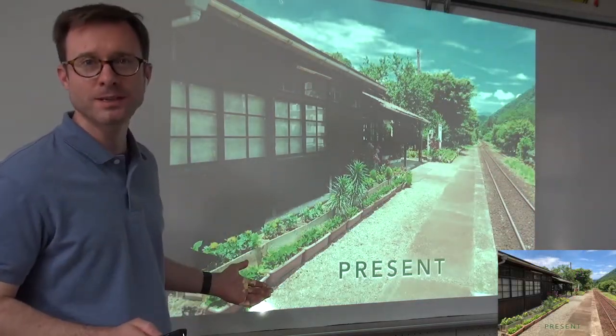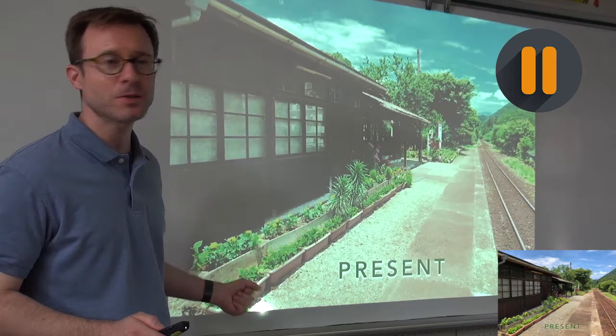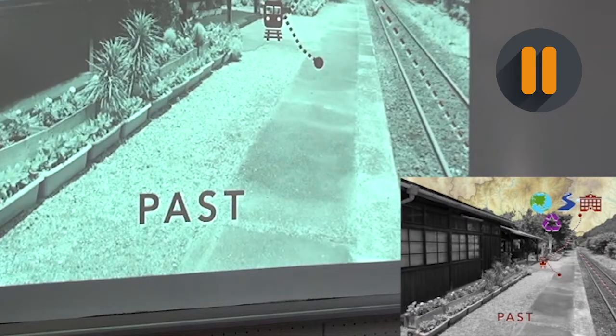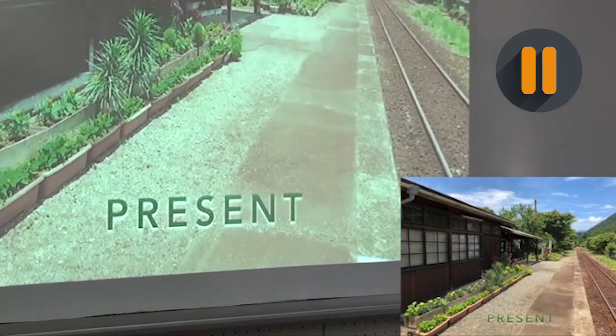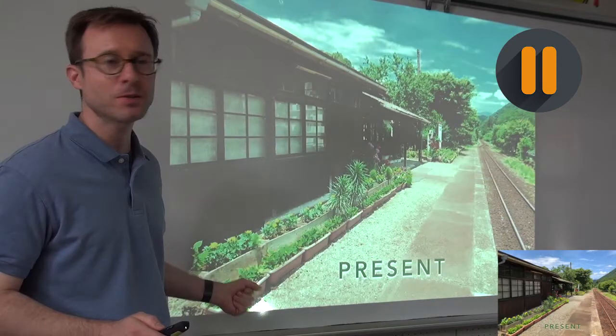It's beautiful, isn't it? Did you see the effect John used on the pictures? Let's take another look. There it is. It changes from grayscale to color to show the past and the present. What a good idea. Okay, let's get back to it.